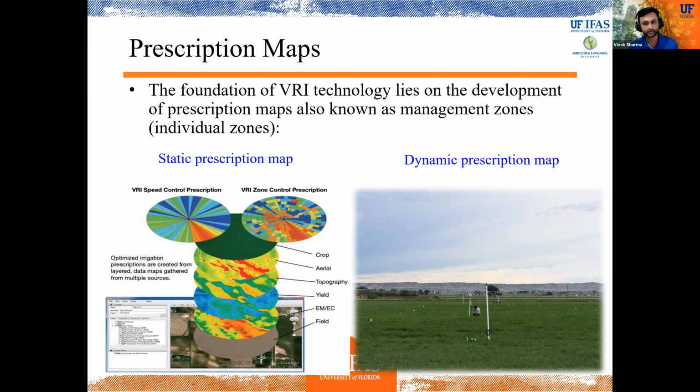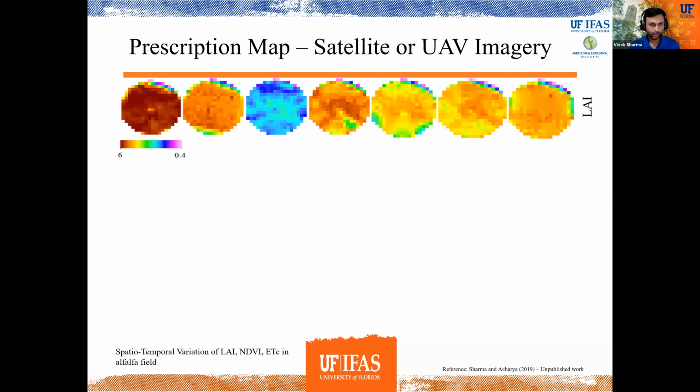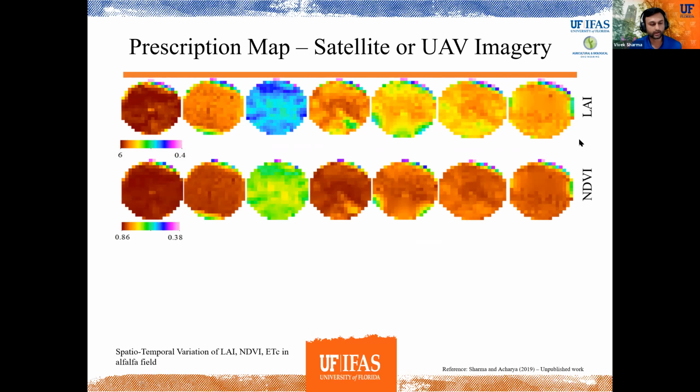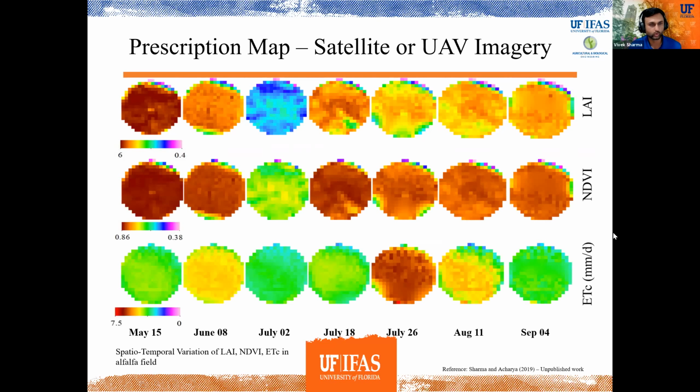So what are the other alternatives that we can use to develop the dynamic prescription maps? One is the use of remote sensing. We have access to drones or high resolution satellite imagery. We can use those with various models to develop a prescription or to sense the variability throughout the growing season. For example, these 7 maps show the variation of leaf area index, NDVI, as well as crop evapotranspiration throughout the growing season.